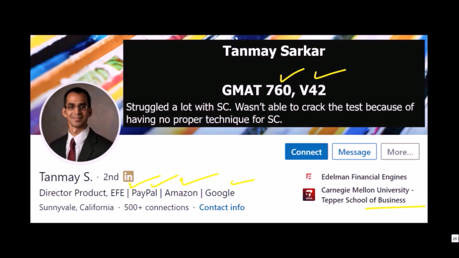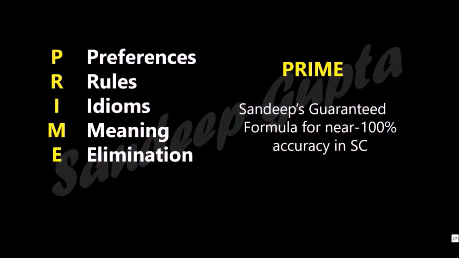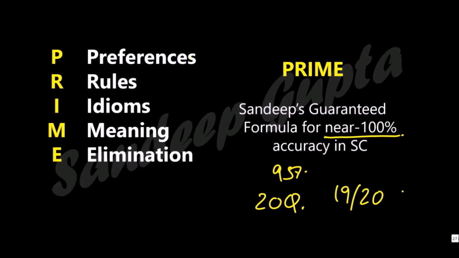So now let's see a glimpse of how this Prime method works. Prime stands for preferences, rules, idioms, meaning, and elimination. So this is your formula for solving sentence correction problems like mathematics. And I can guarantee near 100% accuracy, at least 95% for sure. So if you solve 20 questions with this method, 19 out of 20 you will definitely get correct once you master this technique completely.